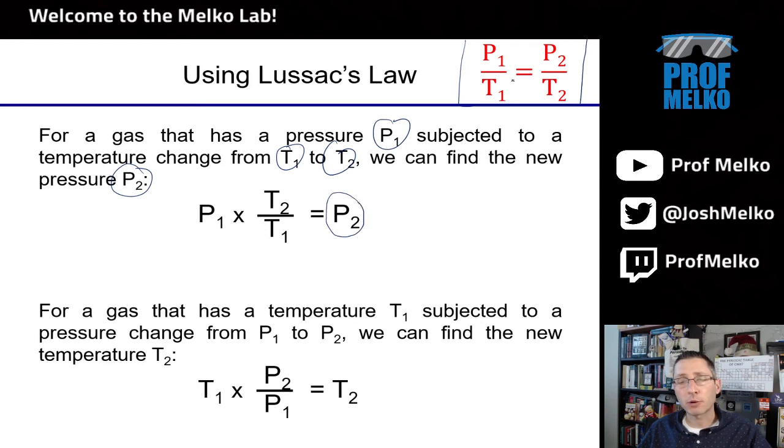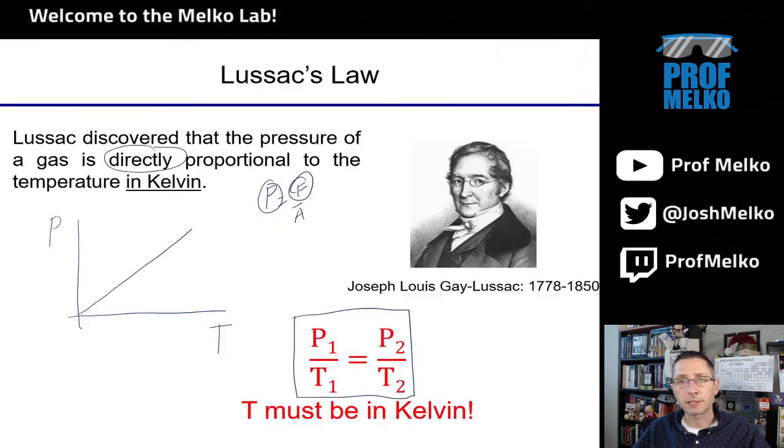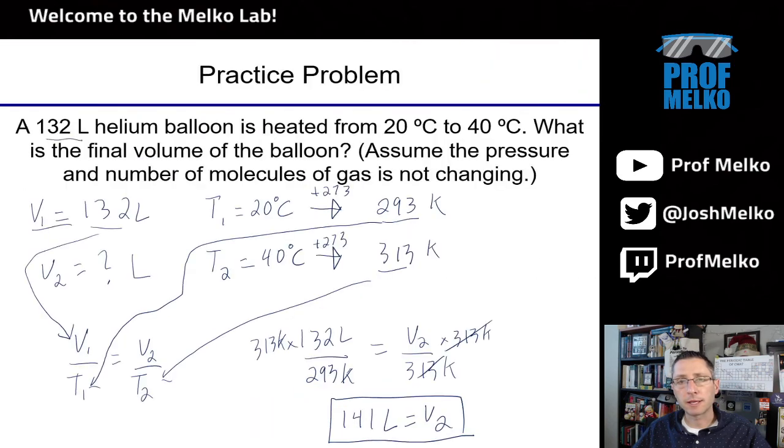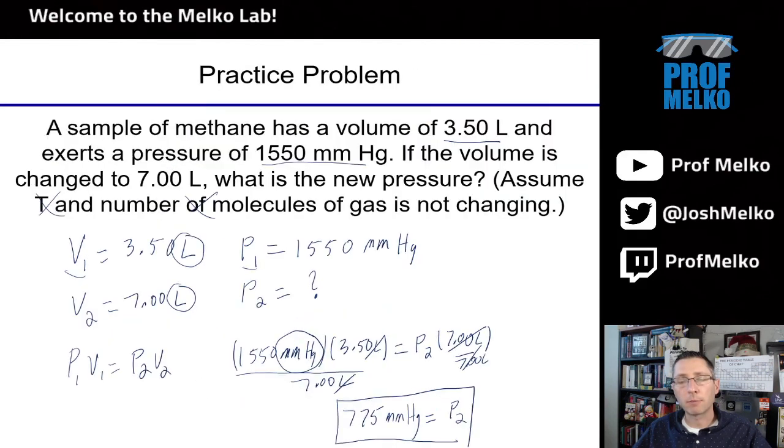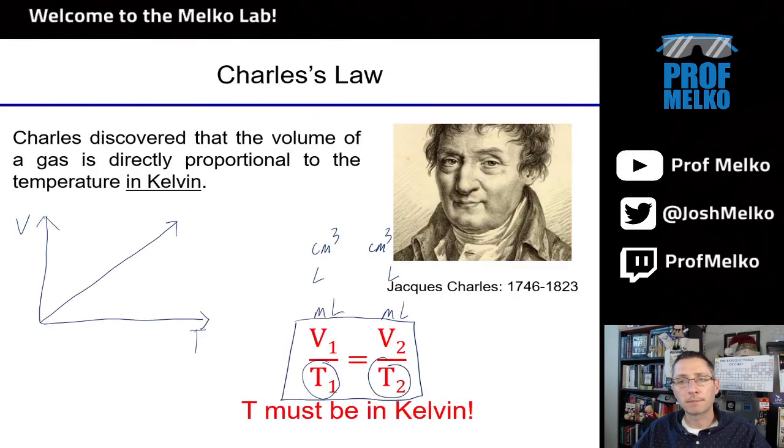Or you could be given both pressures and one temperature. For instance, a gas at 300 Kelvin and 1.5 atmospheres has its pressure lowered to 0.65 atmospheres. What is the new temperature? Right, so there I gave you two pressures and one temperature, and you rearrange this Lussac's law to do something like this to find the final temperature. I'm not going to do a practice problem here because they're very similar to the Charles law practice problem and Boyle's law practice problem that we've done. Okay.